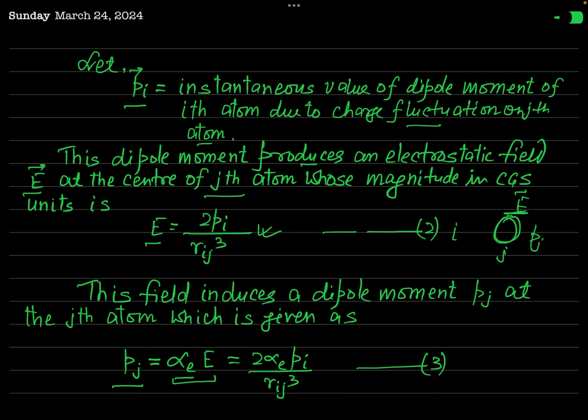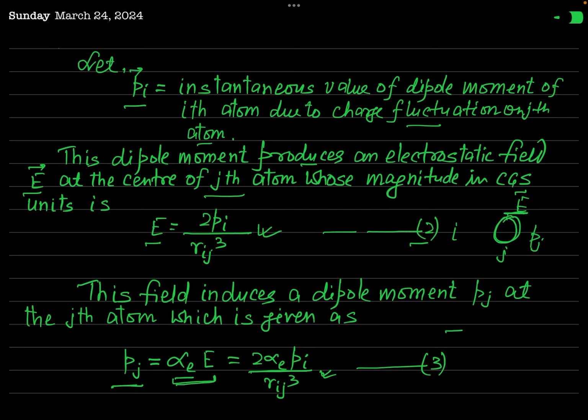In that chapter you will find that Pj is given by alpha E times E. But E has already been defined in equation 2. So let us substitute the value of E which we have defined in equation 2 here. And then you will get that Pj is equal to 2 alpha E times Pi over Rij whole cube. So this is the dipole moment induced in the jth atom.